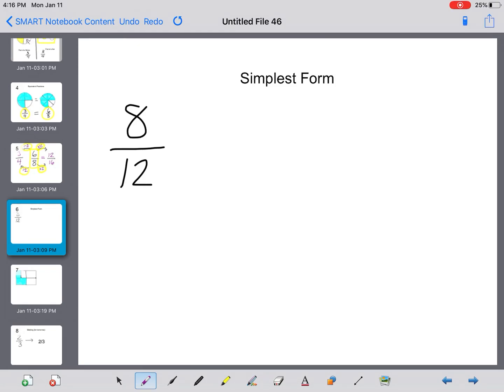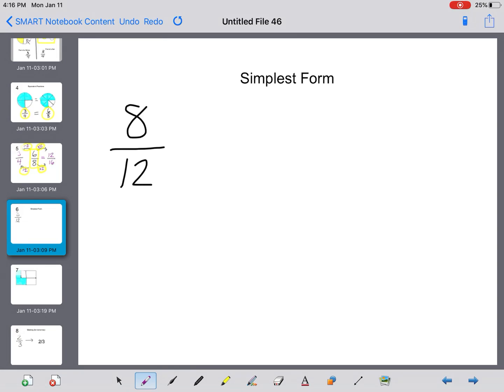All right, so here we have 8/12. What we want to do is take that 8 and 12 and make those numbers smaller. So you kind of have to do a little bit of thinking in your head of what could I divide both 8 and 12 by. When you're going for simplest form, you're always dividing. You want to make the numbers smaller while keeping the fraction equivalent.